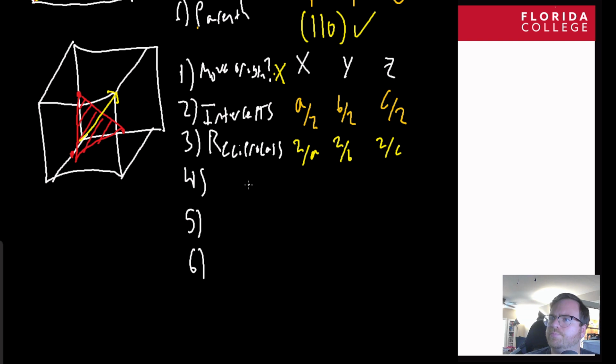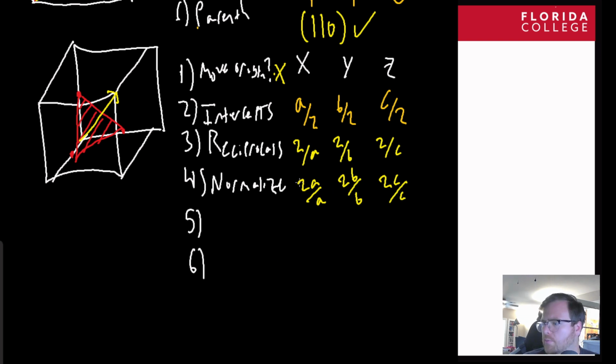Step 4, normalize. And how do we do that again? For planes, we multiply by the distance, a, b, or c. So we're going to get 2a over a, 2b over b, 2c over c. And now, before we move on to the next step, we can cancel, and we get 2, 2, 2.